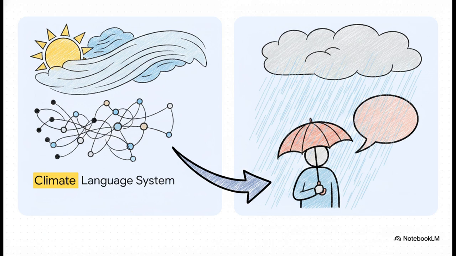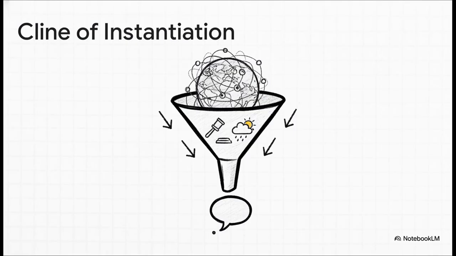It's the long-term potential of the atmosphere. The weather is what actually hits your face when you step outside. You cannot separate the two. Every text you speak is the linguistic weather born directly out of your cultural climate. As we slide down this continuum, what we call the cline of instantiation, we're shifting our focus.